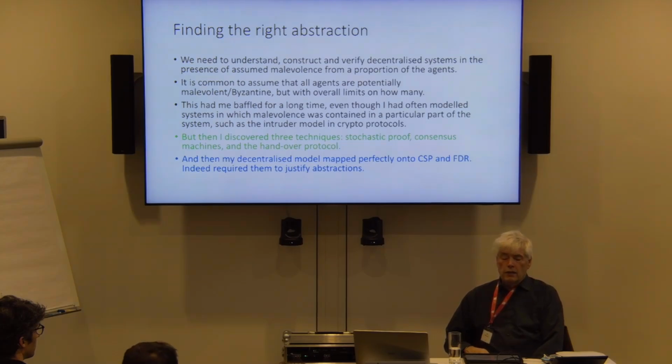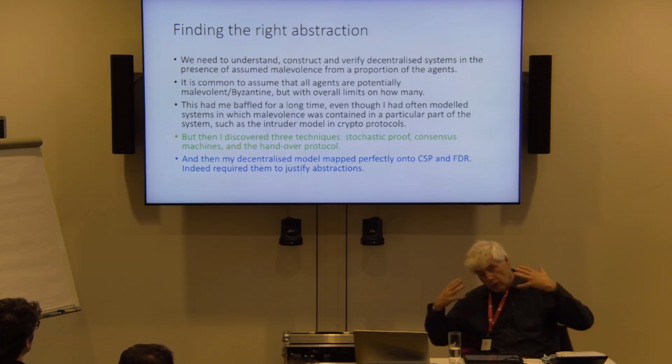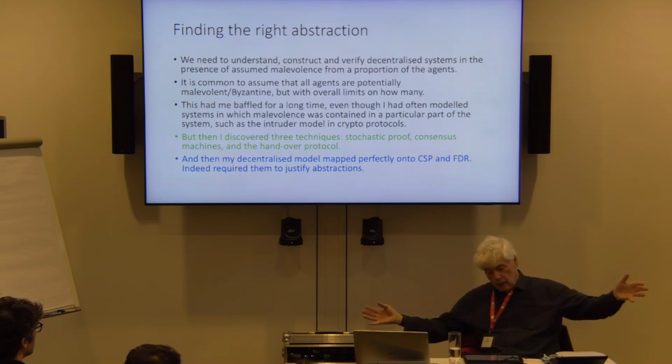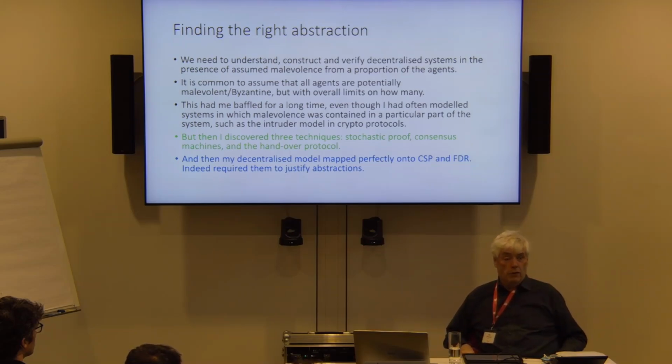So what we need to do is to understand, construct and verify these decentralized systems in the presence of assumed malevolence, an assumed degree of malevolence. Now, of course, you can build all sorts of models of malevolence, but what everybody does, because it is sort of symmetric and convenient, and of course I do the same, but obviously one has to allow for doing things differently in practice, is to assume that all agents are potentially malevolent or Byzantine. Byzantine, of course, means that they can do anything they like.